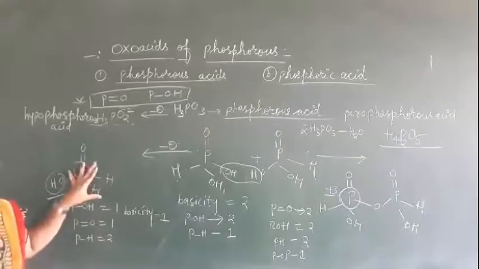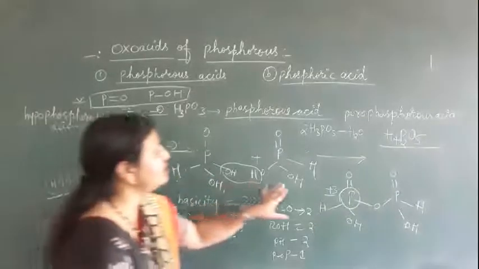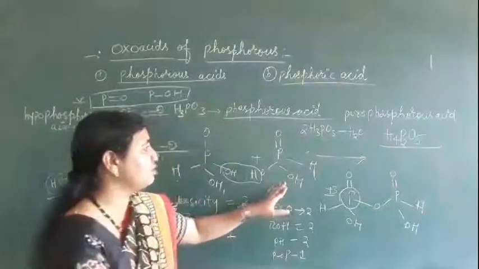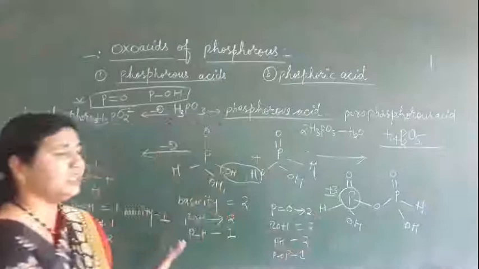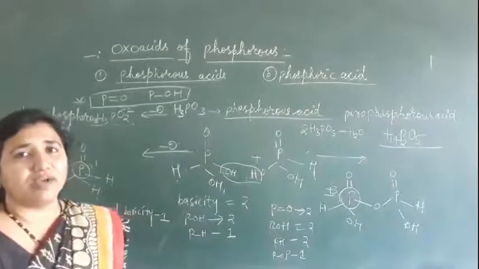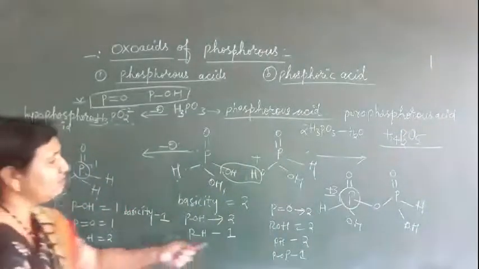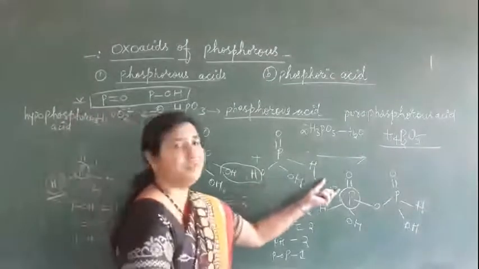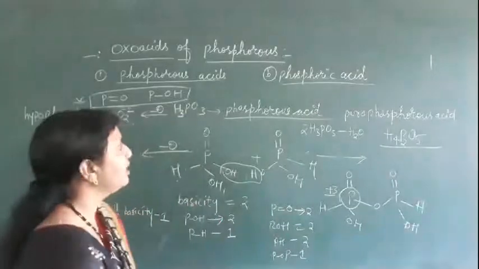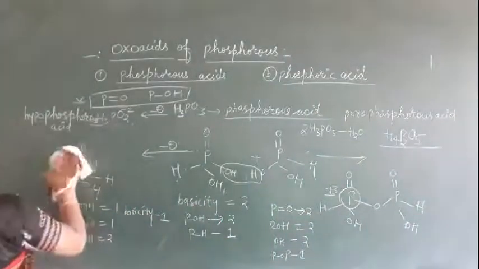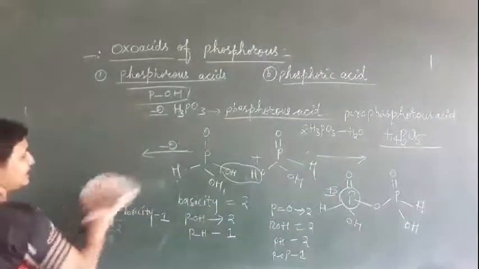And this one is the best reducing agent, and this pyrophosphorus acid also. Here also we have 2 P-H bonds. So both of these are good reducing agents. Okay. And the basicity here is 2, but the oxidation state is different. Here it is +1 and here we have +3. Okay. So next we have phosphoric acid.